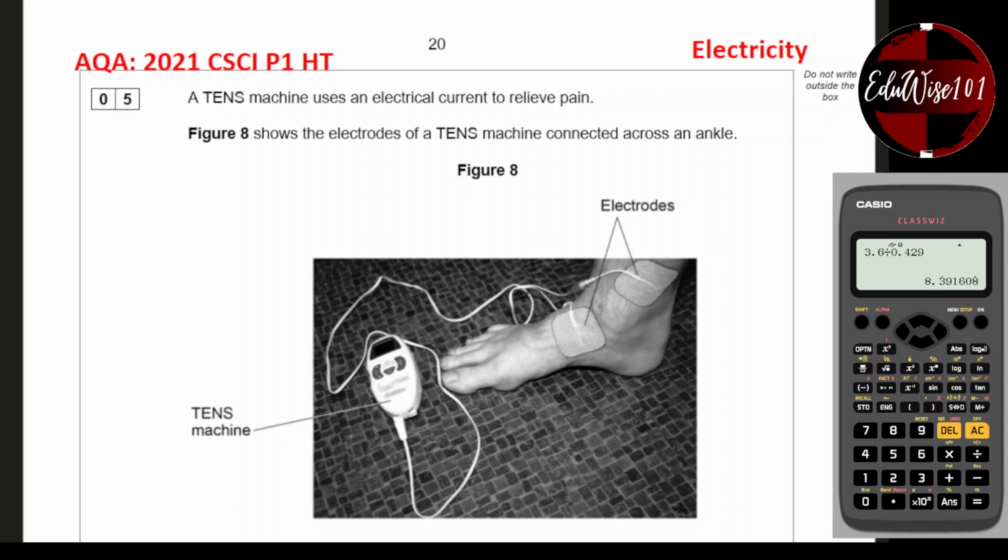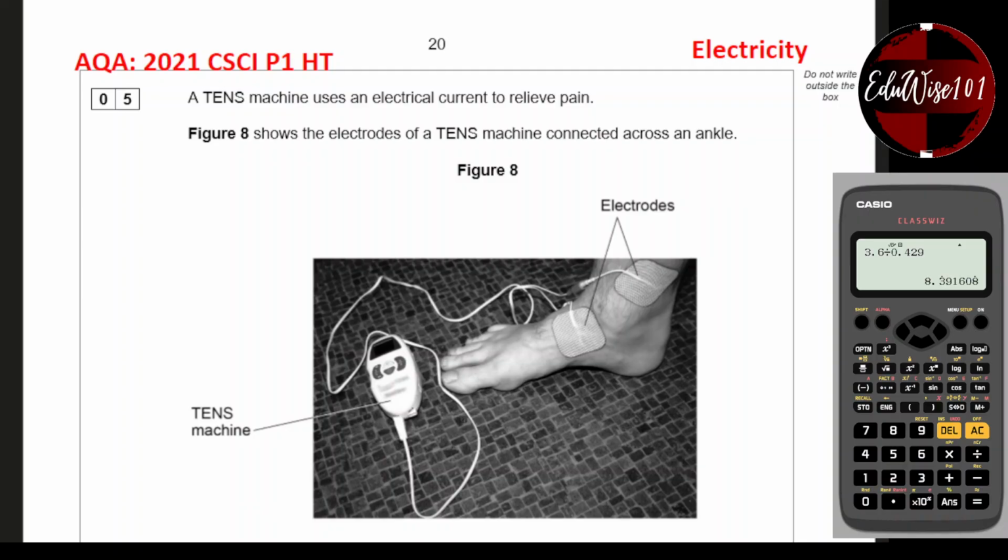In this video, I'm going to go through question number 5 from the AQA 2021 Combined Science, or the Trilogy, Paper 1, Physics, Higher Tier. Question number 5 is on the topic of electricity.